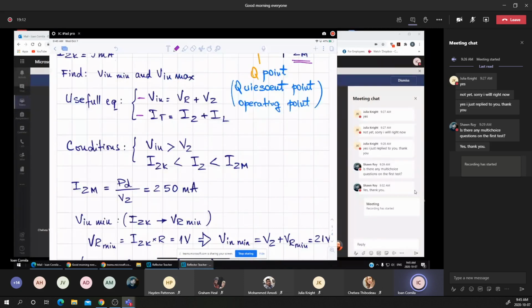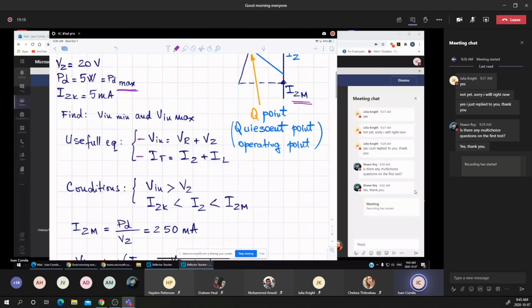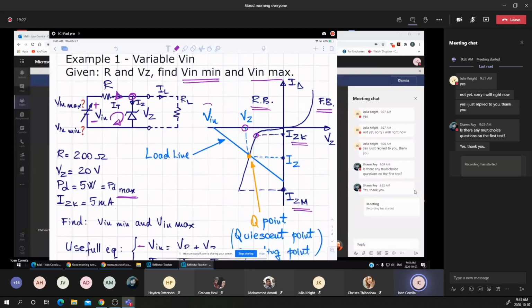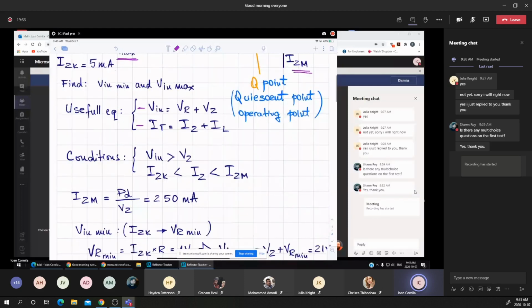On top of that, we have to have two conditions. The V_in has to be greater than the V_z. I'm looking back at this diagram, and that's the condition. The V_in has to be greater than the V_z, meaning that we have to make sure that the diode is operating in Zener mode.